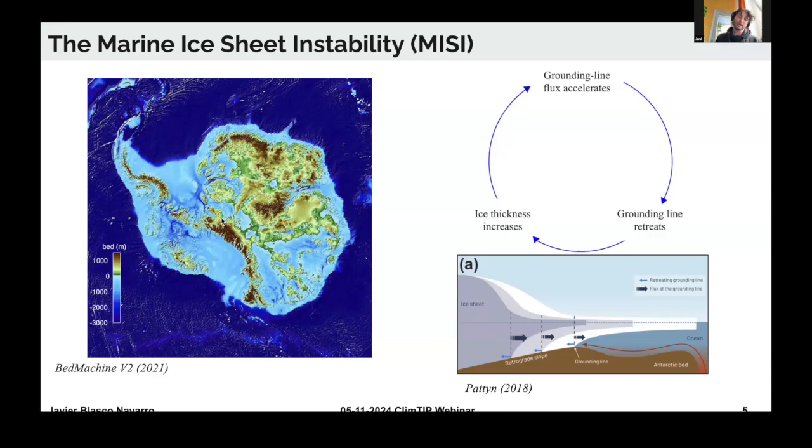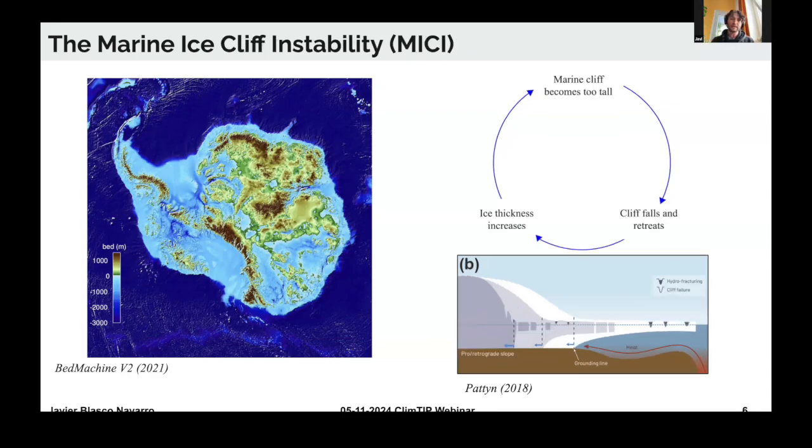The other positive feedback mechanism is the marine ice cliff instability. This is a bit more controversial, and it is yet to be discussed how realistic it is or not, but this is the idea. If an ice sheet collapses and we have a cliff at the front of a grounding line, if the cliff is high enough, of course it is important that the ice sheet is grounded below sea level. If the ice cliff is high enough, it becomes unstable because of the water pressure and it falls.